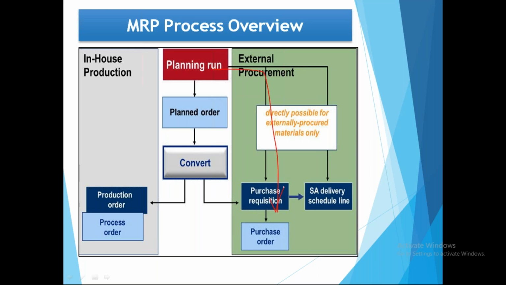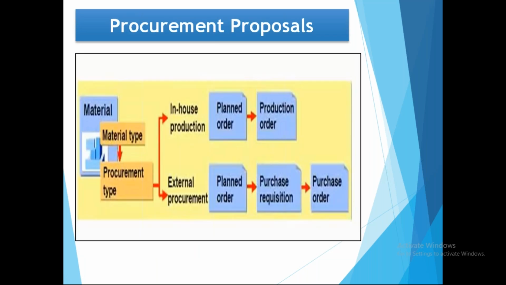Directly you can create purchase requisition and then to purchase order. Another one is, first create planned order and then convert to purchase requisition and then to purchase order. That is also possible, but most of the time in real time they will directly create the purchase requisition. System will directly create the purchase requisition. Okay, so this is the MRP process overview. So this is what we have discussed.